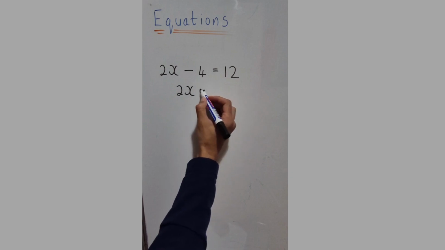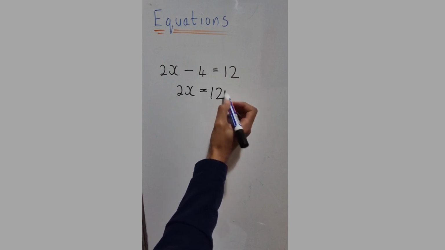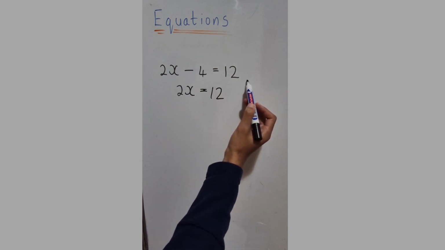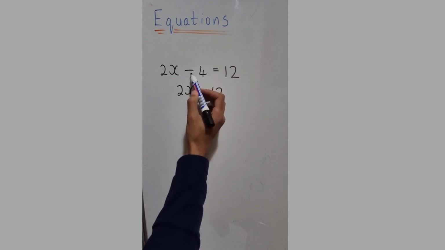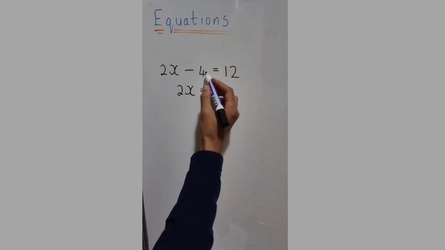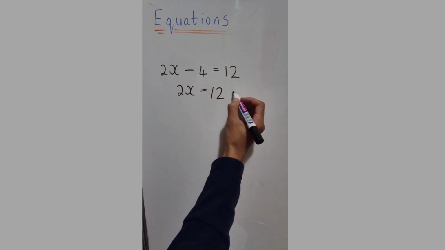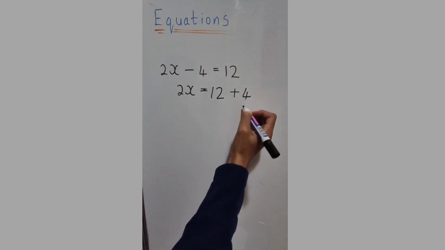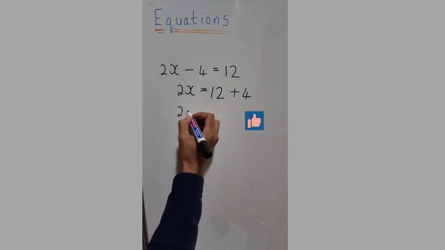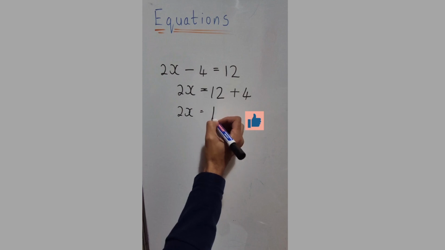And if you can remember, if we move a number over to the right hand side, the sign in front of that number changes. So in this case, that negative 4 will change to a positive 4. Then we'll be left with 2x equal to 16.